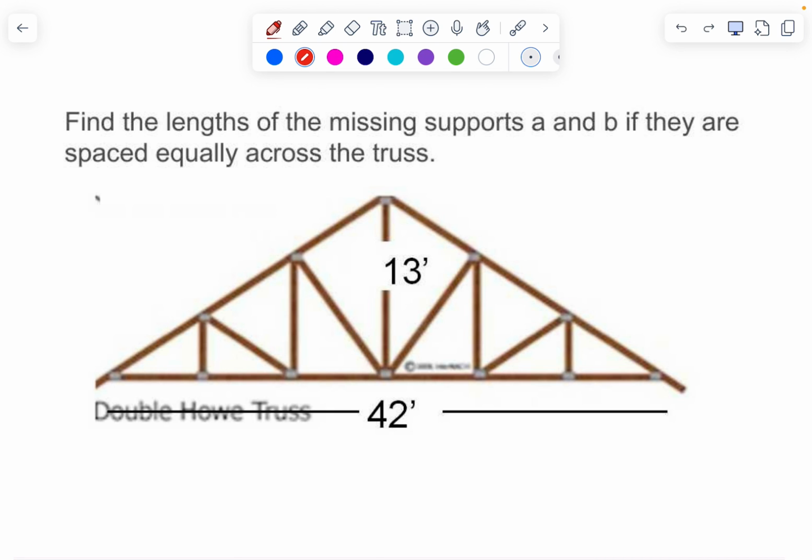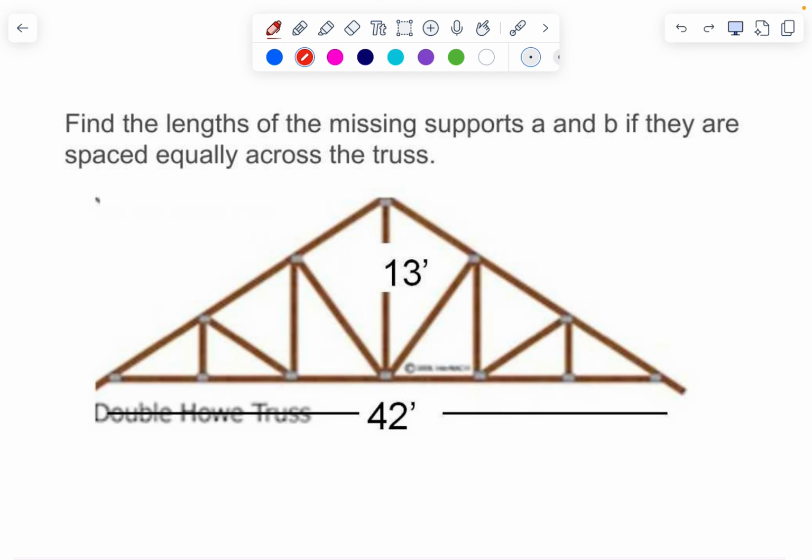It's called a double Howe truss, and it's telling us that the width or the span of it is 42 feet, which is huge. Like that would go, this room is about 30 feet wide, so it would be another 12 feet past this. So this is a big truss. It would be heavy, probably have to lift it with the crane, I would guess. Also, it's 13 feet tall. This is called the king post. 13 feet there. So it says find the lengths of the missing supports.